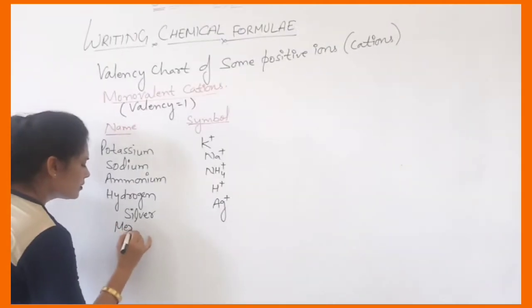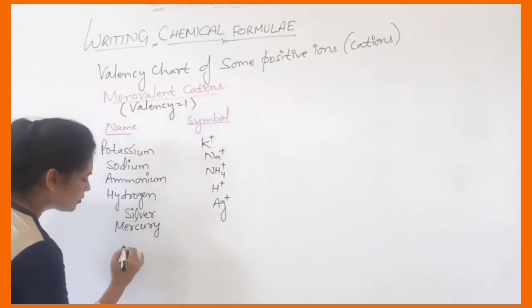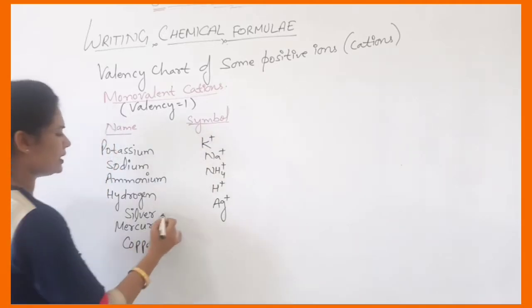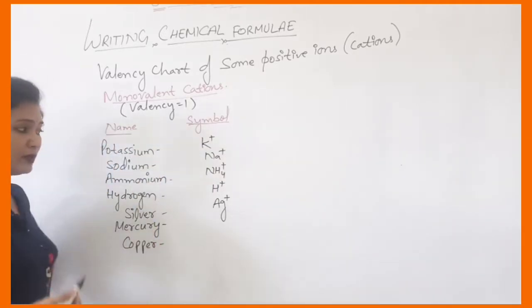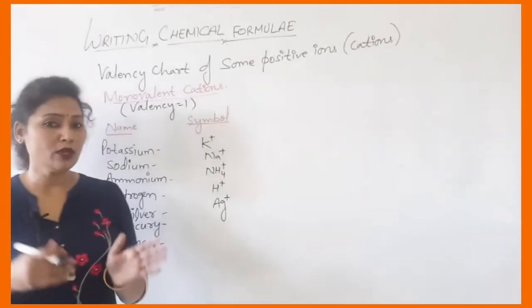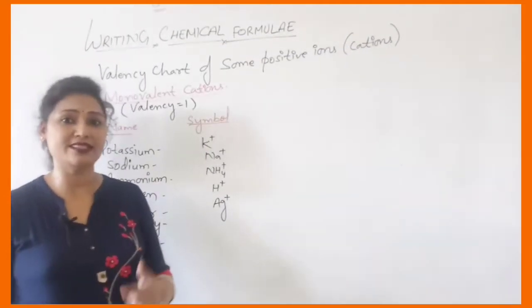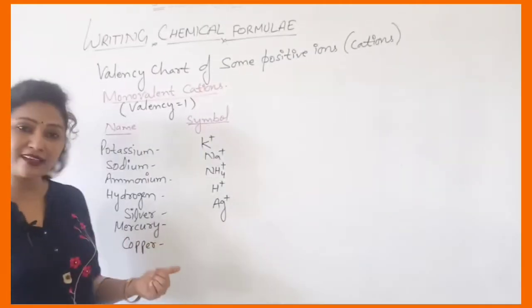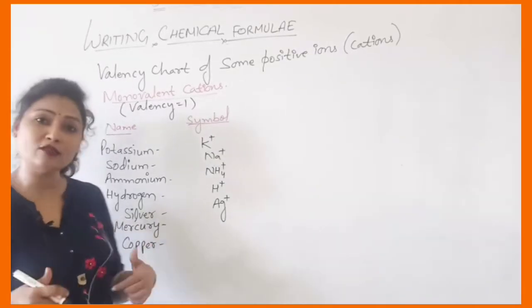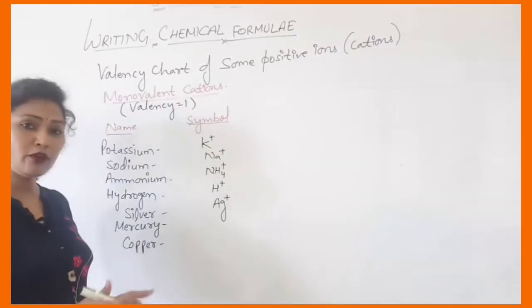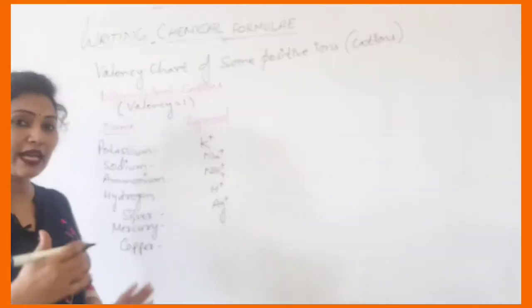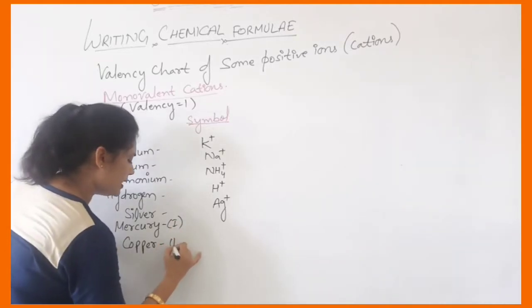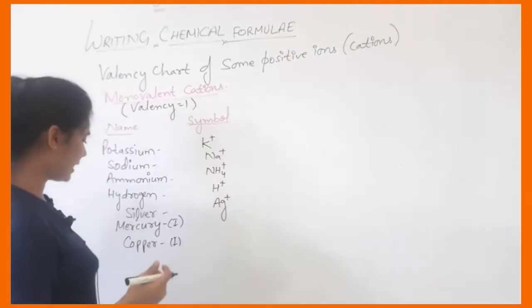mercury and copper. Actually mercury and copper have variable valency. Do you know what variable valency is? If an element shows more than one valency, then it is said to have variable valency. So it has two valencies. Mercury has two valencies, 1 and 2, and copper also has two valencies, 1 and 2. So in front of the element we will write its valency, like for mercury first valency 1, and copper valency 1, in Roman numerals.